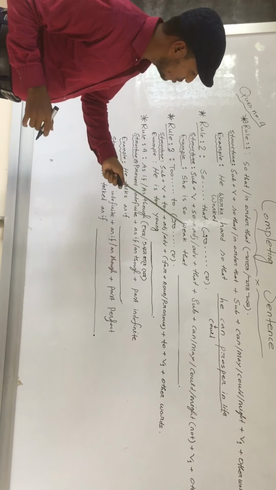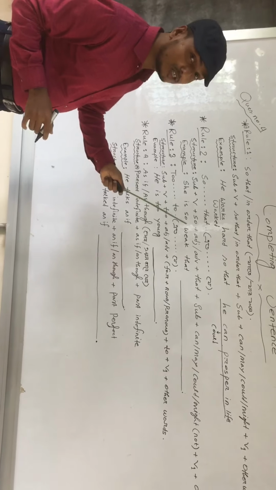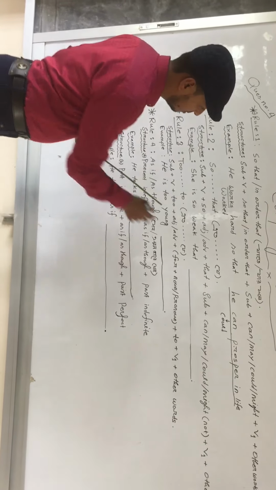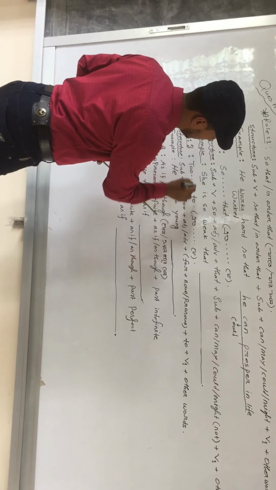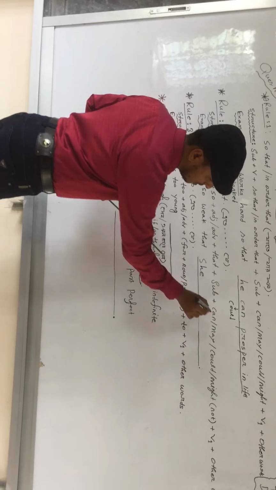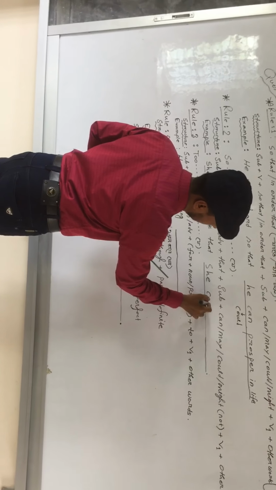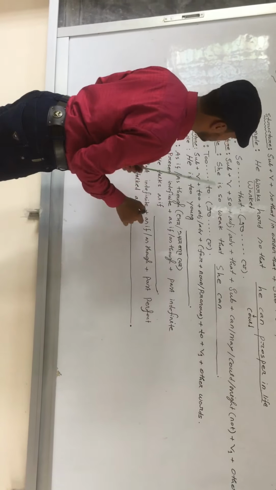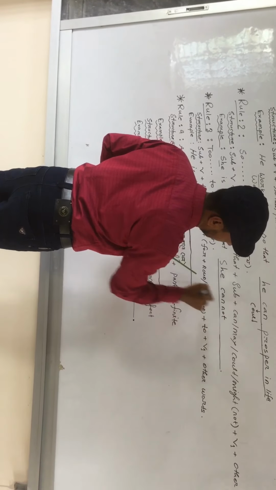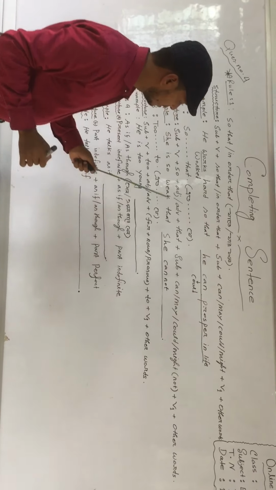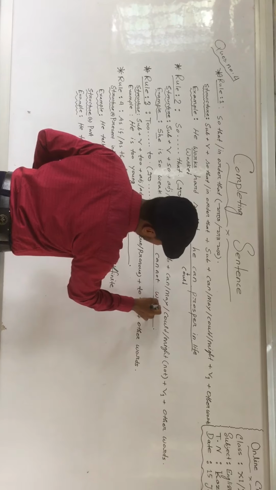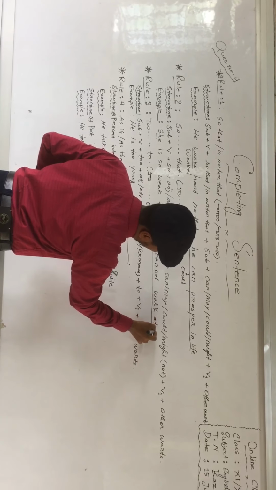Let's do the example. She is so weak that. You have to use the subject, that means she. Then you should use here the modal verb can. She is so weak that she cannot walk at all.